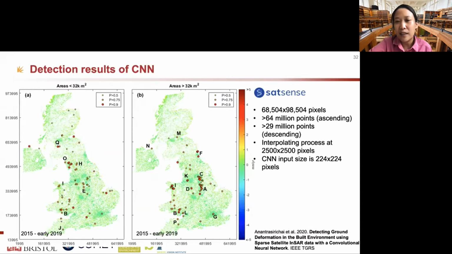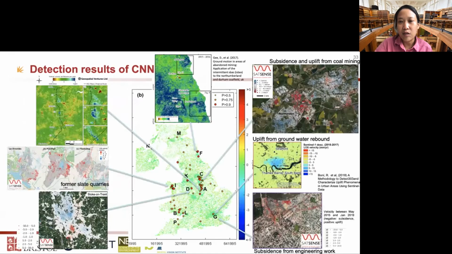The figures show the center of the locations where we detect deformation. The result shown here is the coal mining region, areas A to F, around the Midlands of UK. In the northwest of Wales is the detected subsidence from the Foel Fras lake quarry, and area G shows the uplift from groundwater rebound after the construction of the Crossrail finished.